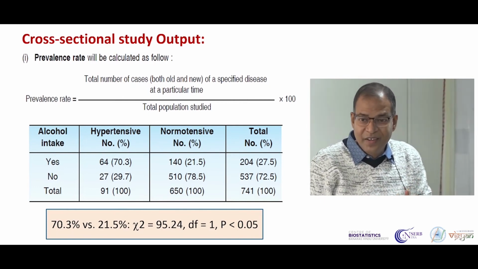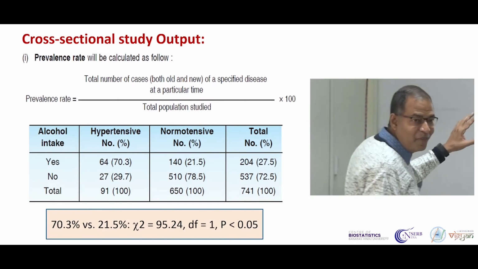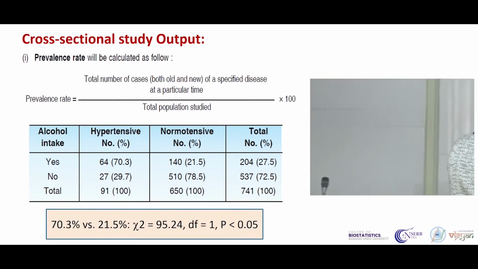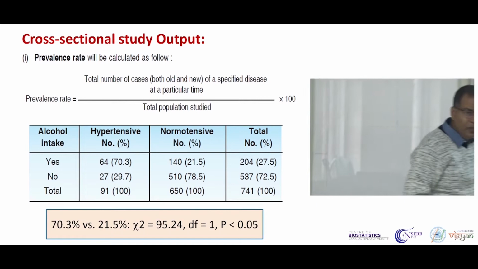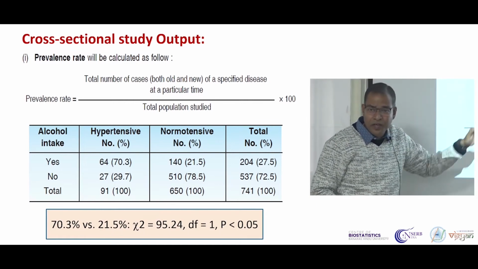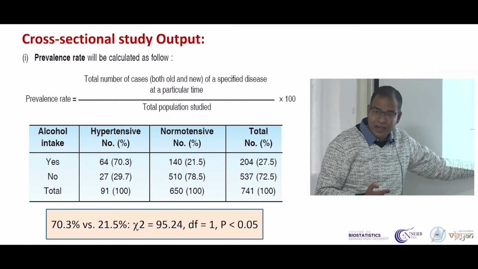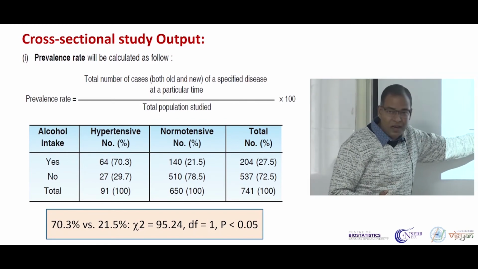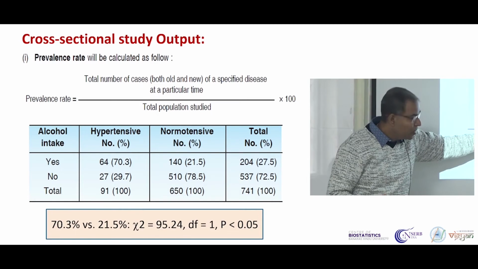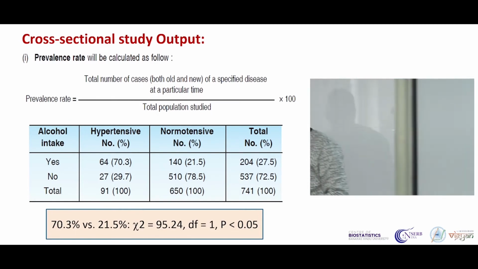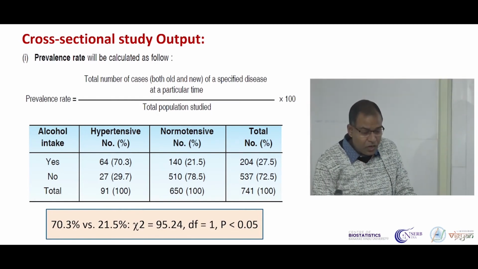Is this okay? So this is the basic output of a cross-sectional study. Whatever you wish, you can do column-wise or row-wise. And second, you have to calculate the uncorrected or Pearson's or whatever may be the situation of chi-square, and you have to see the p-value as well. This is how we do the cross-sectional study.